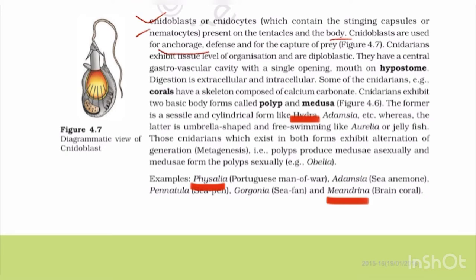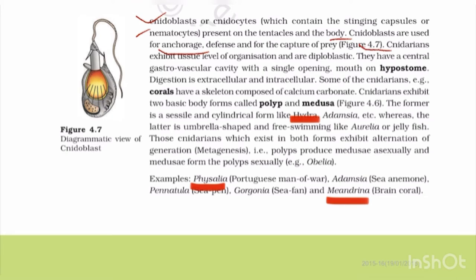Cnidarians exhibit tissue level of organization and are diploblastic. They have a central gastrovascular cavity with a single opening, mouth on hypostome. Digestion is extracellular and intracellular. Some of the cnidarians, e.g., corals, have a skeleton composed of calcium carbonate. Cnidarians exhibit two basic body forms called polyp and medusa, figure 4.6.